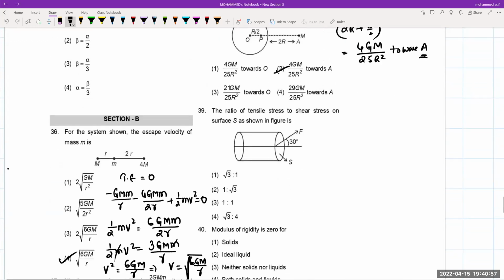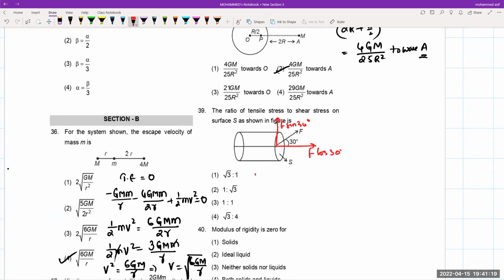This question तो direct question है, 39 में revision में भी करवाया था. The ratio of the tensile stress to shear stress on the surface as shown in the figure is how much? F दे रखा है बेटा, अब इसको करना क्या? रिजॉल्व कर लेना इस डायरेक्शन में और इस डायरेक्शन. ठीक है ना? इस डायरेक्शन में F into cos 30 बनेगा और इस डायरेक्शन में F into sin 30 बन जाएगा.